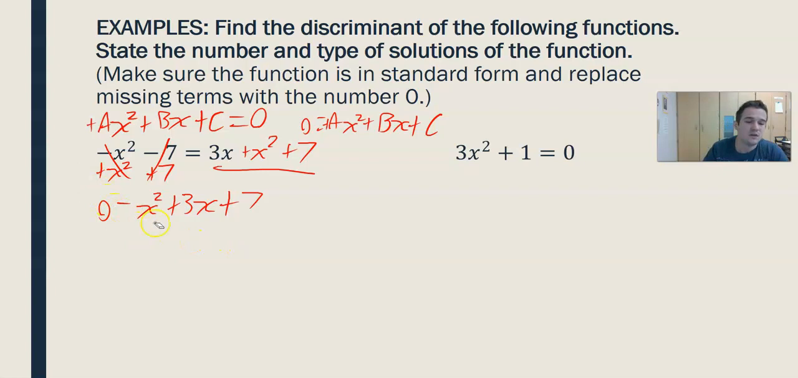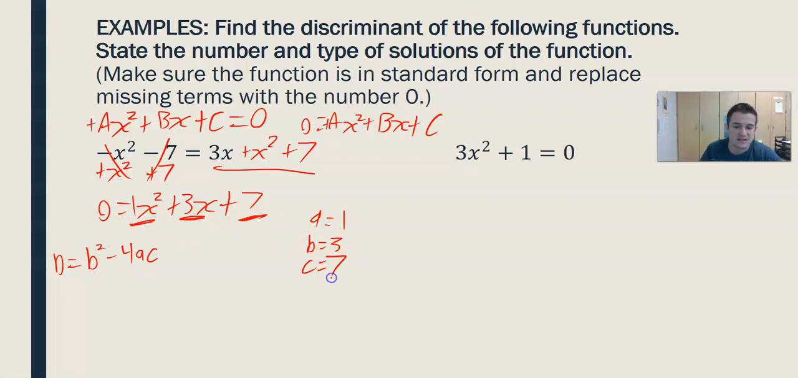Okay, so my discriminant is b squared minus 4 times a times c. So what's my a, b, and c values? Let's write them down. A is 1, b is 3, and c is 7. So let's plug all those in. The discriminant equals b squared, which is 3 squared, minus 4 times 1 times 7, because a is 1, c is 7. Okay, let's simplify this.